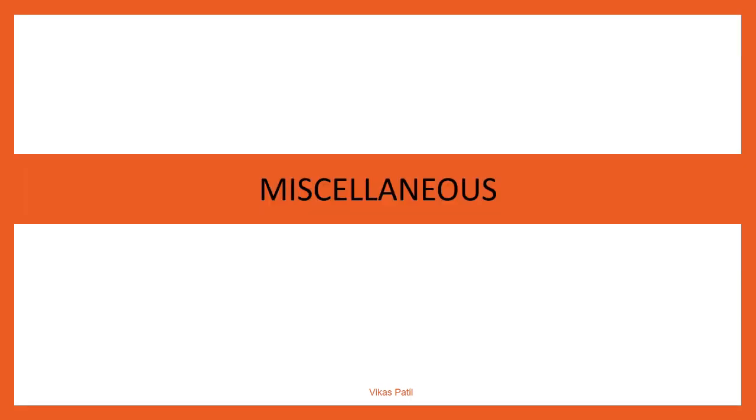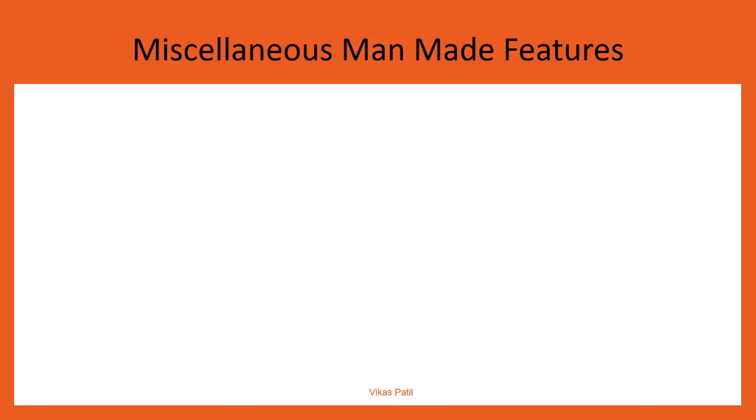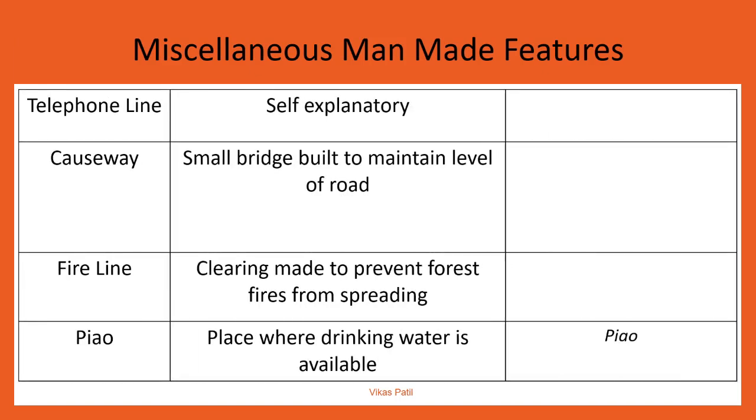Then the miscellaneous features. Let's look at the miscellaneous man-made features first. We'll have telephone line, which is self-explanatory, in the form of a dotted line. Every third dot is bigger than the regular dots, and the word telephone will be written along with it. You can see an example of a telephone line in 45D/10, grid square 1113.